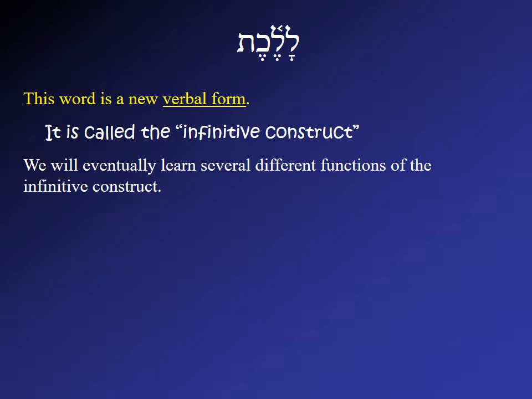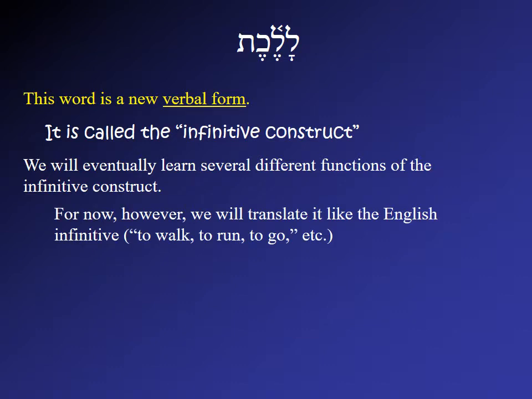Now, as we go, we will learn several different functions of the infinitive construct. They can do a number of different things grammatically. But for now, we will simply translate the infinitive construct like we translate an English infinitive. So to walk, to run, to go.